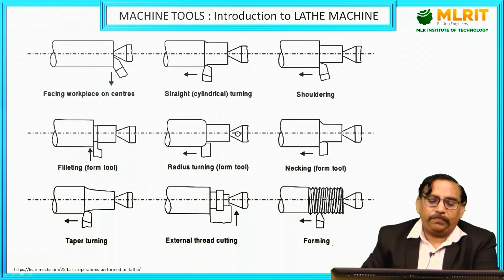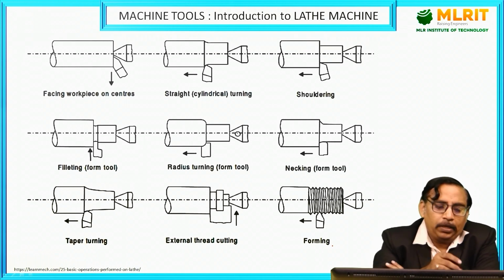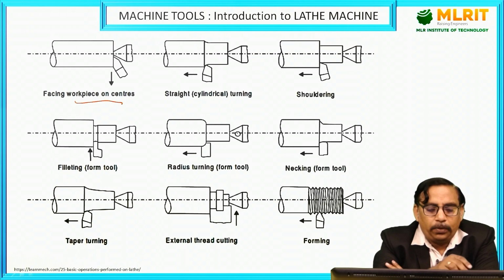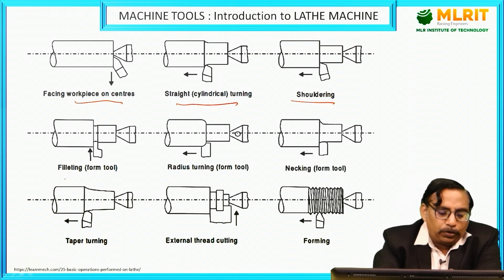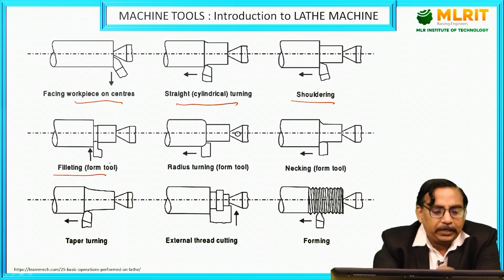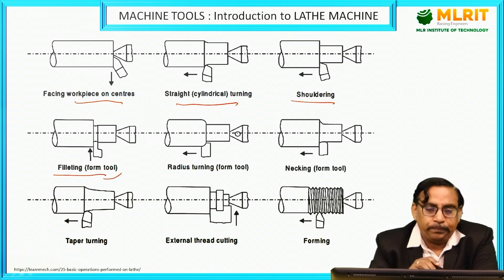So we know about the bed, we know about the feed shaft and base. Coming to different operations, what all operations can we do by using a lathe? We can do facing operation, we can do straight cylindrical turning, we can do shouldering, we can do filleting. The filleting can be done by a form tool only. Whatever type of fillet you need, that type of cutting tool has to be mounted on the tool post.